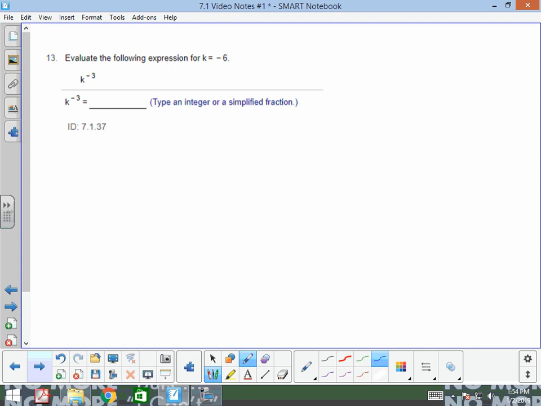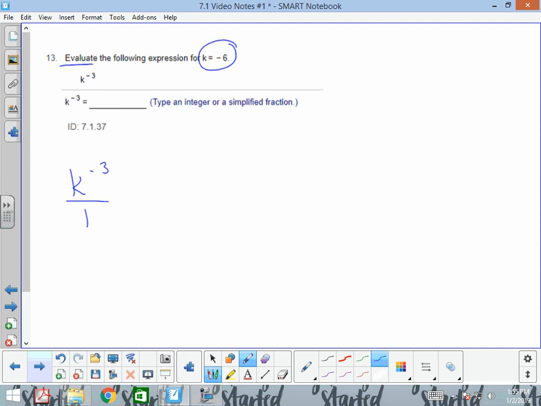All right, now number 13 says to evaluate. So k is -6. So what I do with these before I evaluate is I go ahead and simplify where the negative exponent is now positive. So put it over 1, move it, make the negative exponent positive. Now I plug in my -6. So -6 is going in for k. When you evaluate, take the k out and put parentheses in its place. So this will be parentheses to the third power. And whatever k is equal to, that goes in the parentheses.